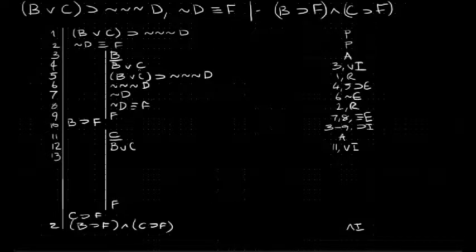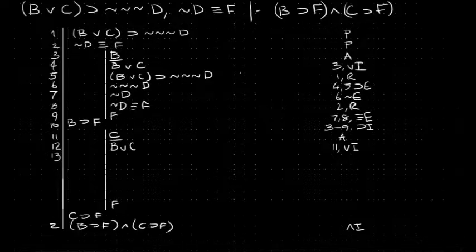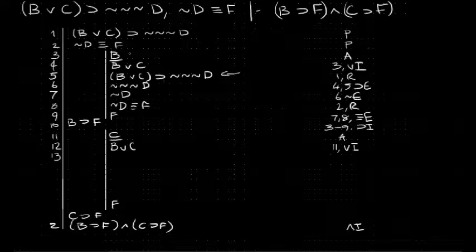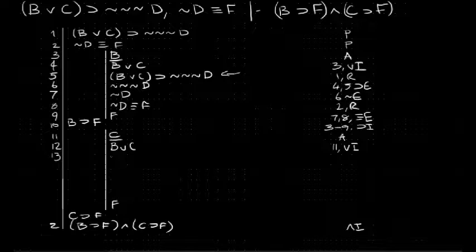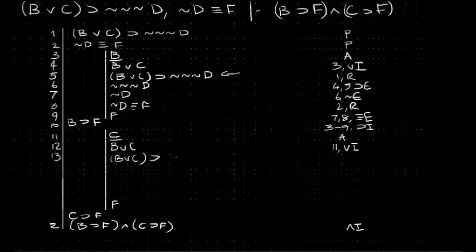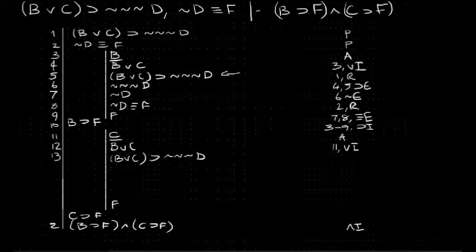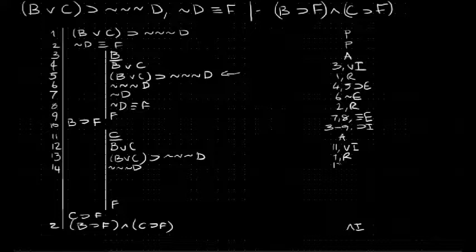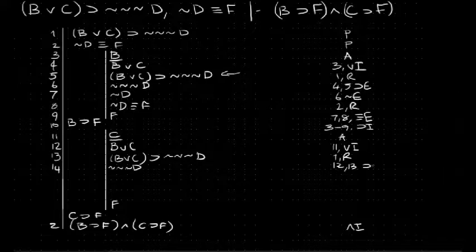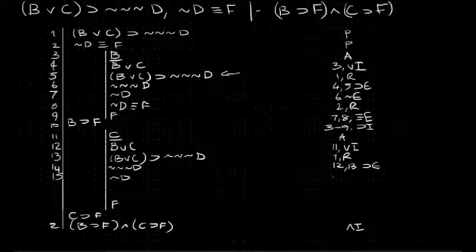We're going to need to reiterate, again, this conditional. Even though we've got it here, we're going to need to rewrite it on this scope bar, because nothing from this scope bar can come onto this scope bar. It's confined to its own subproof. So here I can write B or C, then not D. Sorry, that's a reiteration of 1, isn't it? Reiteration of 1, 12, 13, conditional elimination. Then on line 15 we can write not D by doing a negation elimination on that line 14.